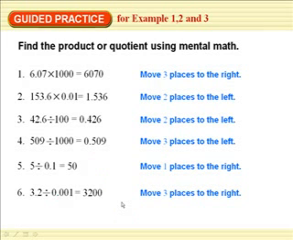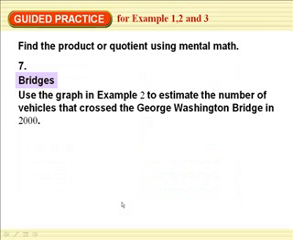Okay, so you don't have to write out any dividing. You don't have to write out any multiplying. Just practice those little tricks. Keep those notes handy and use them. Notice I'm saying them out loud, and if that helps, you do the same thing. Okay? Number 7, find the product or the quotient using mental math.